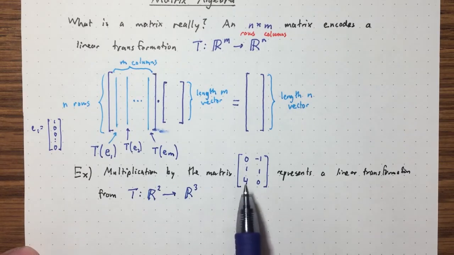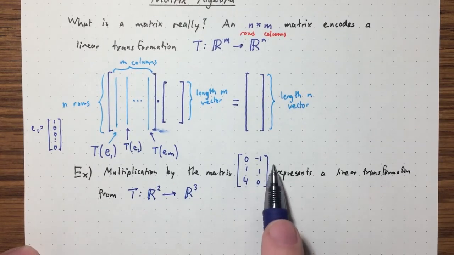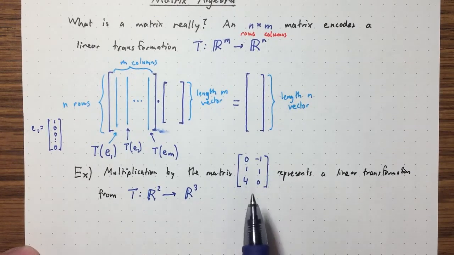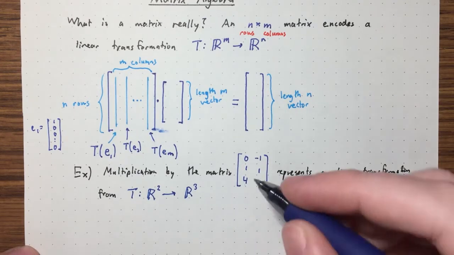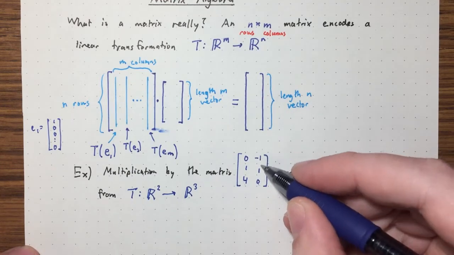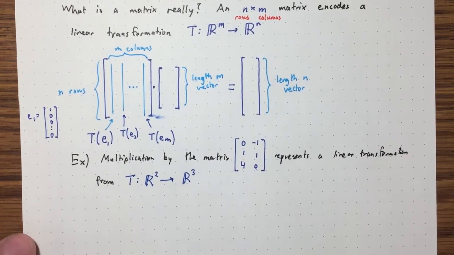What else do we see? We see that the vector 1, 0 goes here to 0, 1, 4. Okay? And we see that the vector 0, 1 goes here to negative 1, 1, 0. Okay?